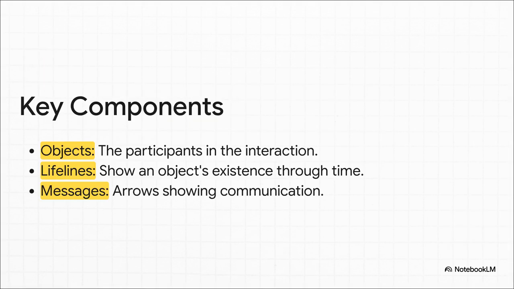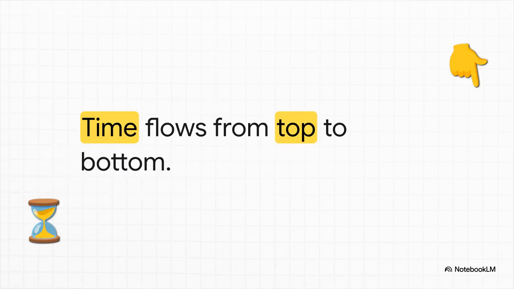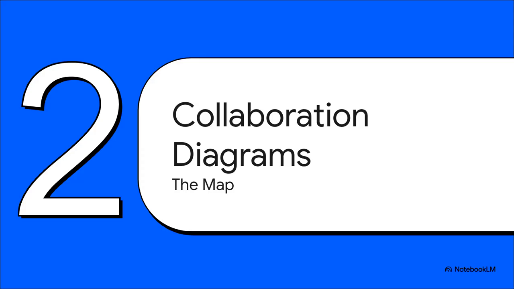And these diagrams are actually built from just three simple pieces. First, you've got your objects. Those are the participants in the conversation. Then, each object has a lifeline, which is that vertical dashed line showing that it exists for the whole interaction. And finally, you have the messages, which are just the arrows showing the communication going from one object's lifeline to another. And here is the single most important rule to remember. The one thing you gotta know when looking at a sequence diagram: time always flows from top to bottom. The message you see at the very top happens first, and the one at the very bottom happens last. It's really that simple.